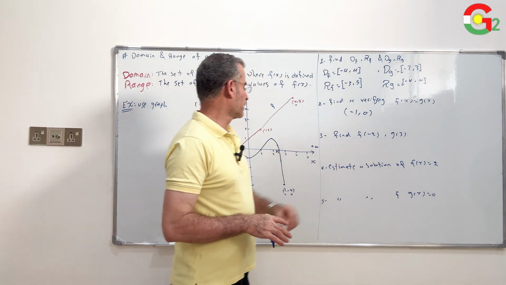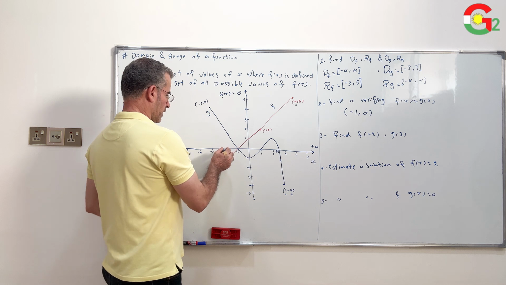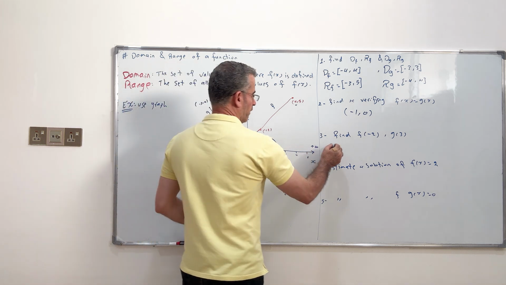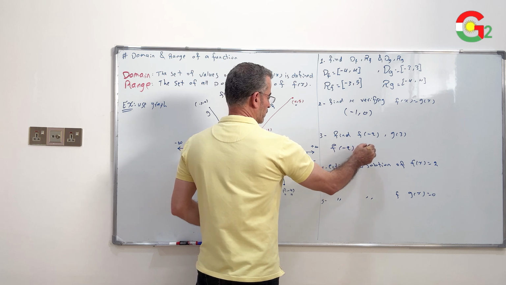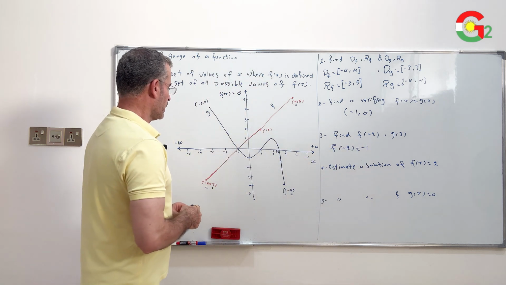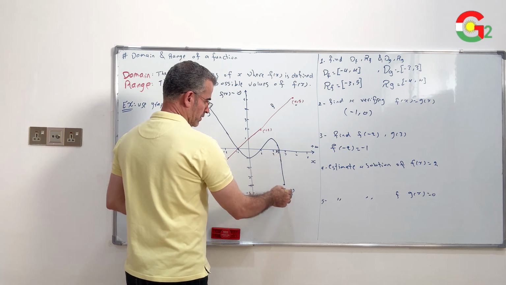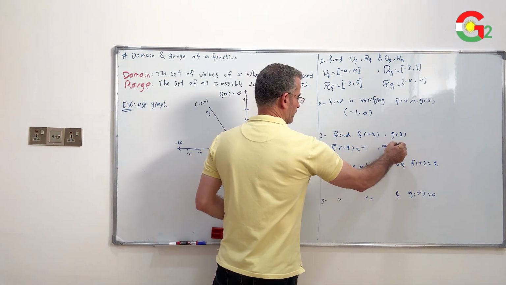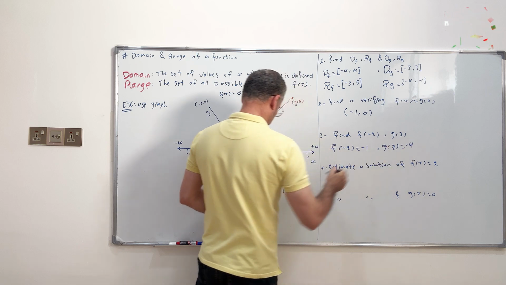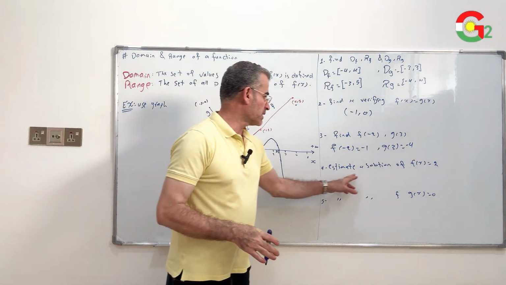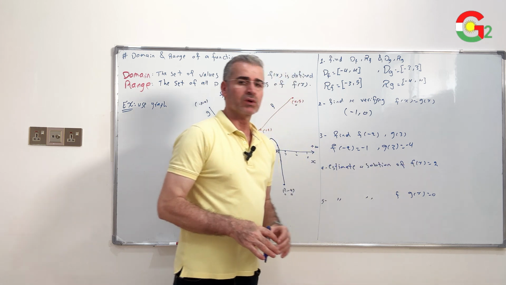Find f of -2. This is -2, and this is f of -2. It is -1. F of -2 equals -1. Find g of 3. This is 3, and this is g of 3. It is -4.